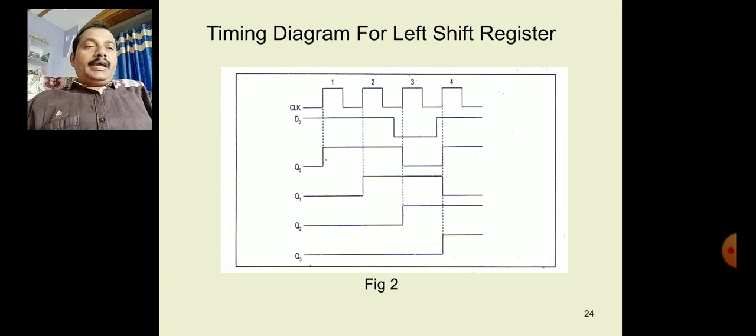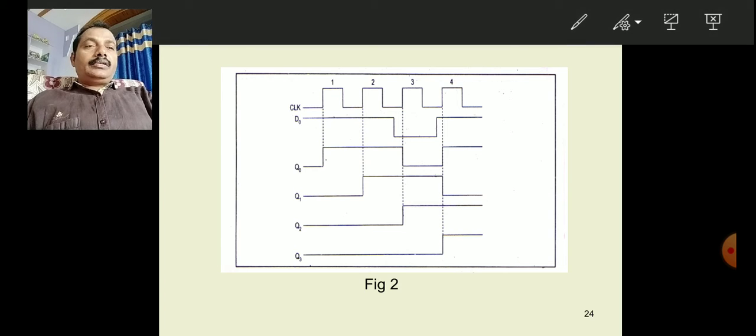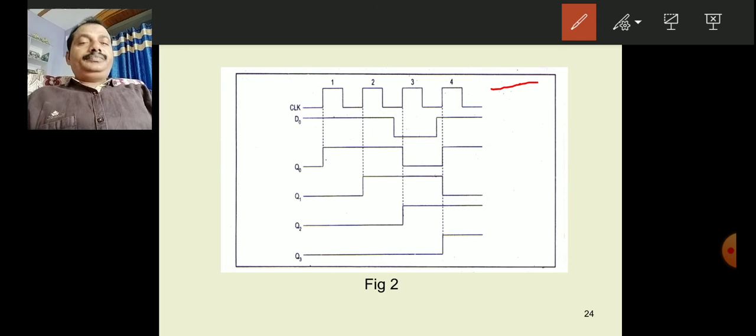So this is the timing diagram of the left shift register. Here the clock is there, and D0 input is 1 during 2 clock pulses, and Q0 is changing, you see. So when D0 is 1, for each clock pulse Q0 is storing the D0 value, you see.